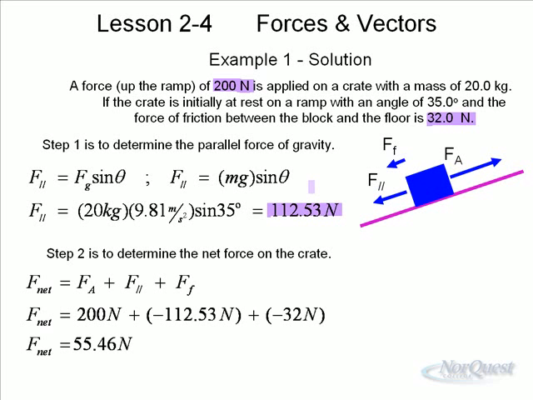Net force is applied plus parallel plus friction, positive 200, because the positive, or the 200, is up the ramp. And then you add the two negative forces, the negative force of the parallel component of gravity and the negative frictional force, giving you a net force of 55.46 newtons. All right, and so that is your net force. So we've answered the first part of the question.